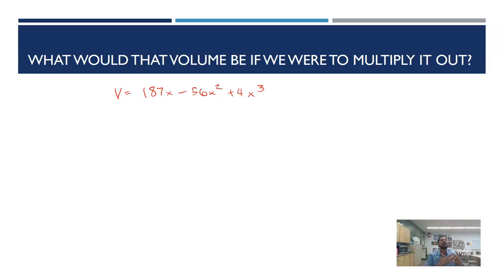We were looking to find maxes and mins by taking the first derivative of whatever function we're looking at. So in this case, if I were to take the derivative of my volume equation, it would be 187 minus 112x plus 12x squared. That would be the equation of the derivative of my volume. Now, the reason we would want to take the derivative of the volume is to find out where a possibility for a max would be, and that would be by finding a critical point.